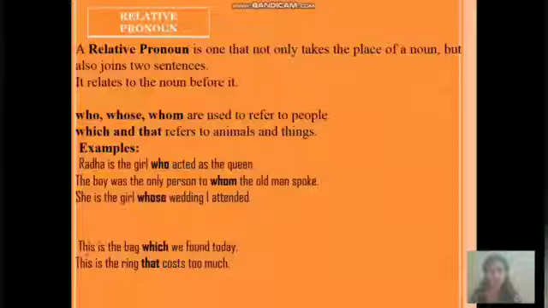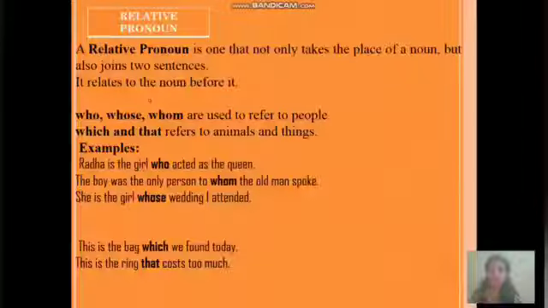Next, look at the example. This is the bag which we found today. So which is a relative pronoun here? Which. And it relates to the thing, the noun bag in front of it. So this is a ring that costs too much. So that is a relative pronoun and it relates to the noun ring which comes in front of it.